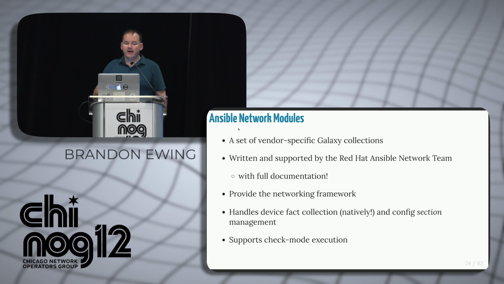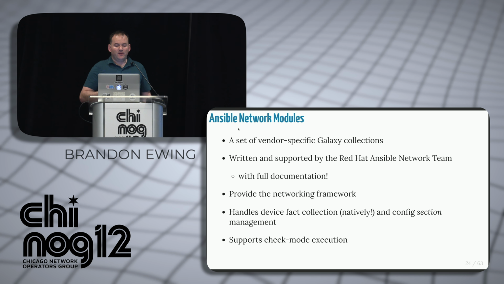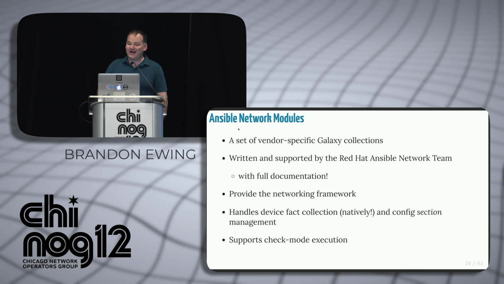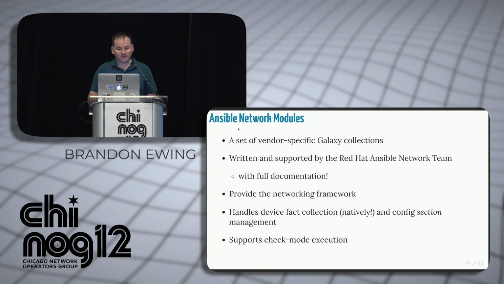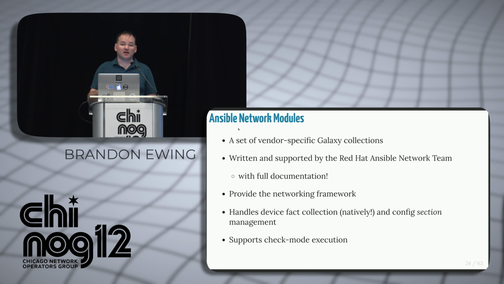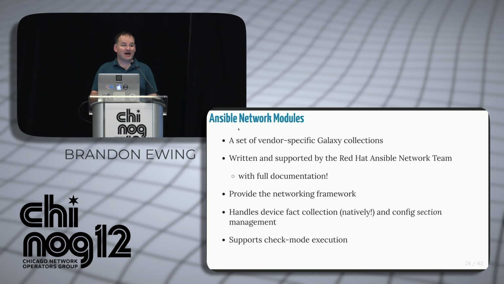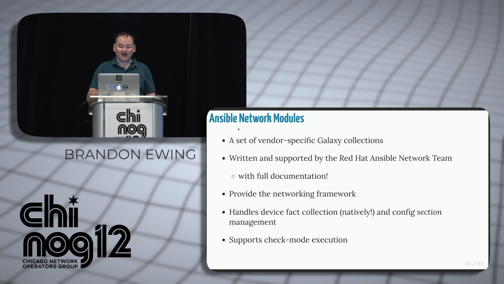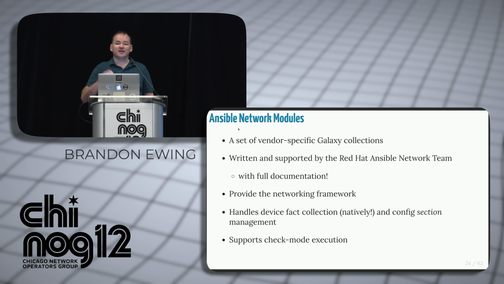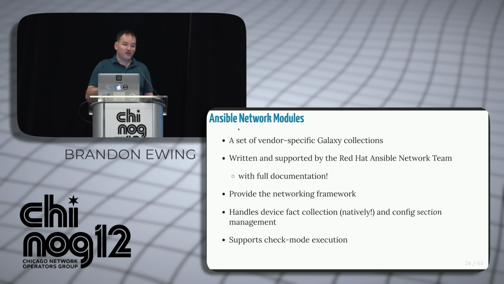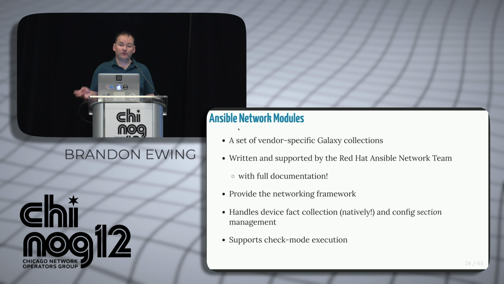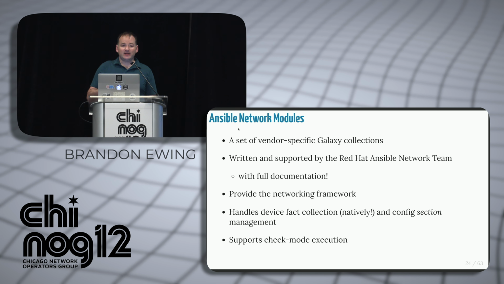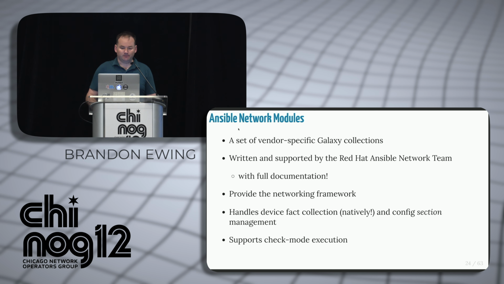So let's talk about Ansible Network Resource Modules. They're a set of vendor-specific Galaxy collections written and supported by the Red Hat Ansible Network team with full documentation. They provide the networking framework that allows Ansible to talk to various vendors and devices via either CLI, HTTP API, RESTconf, etc. And they all handle device fact collection natively and do configuration section management. Furthermore, they support check mode execution so you can do dry runs of your plays prior to running them. Unfortunately, they do not support diffs today, but they do provide some feedback in the results of the module's execution.